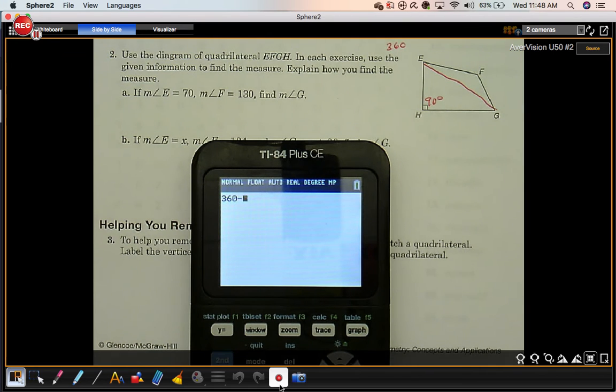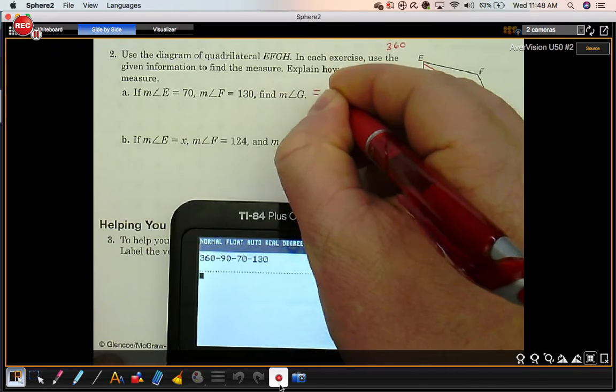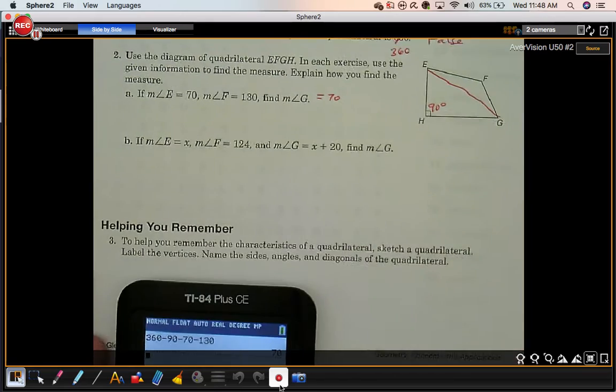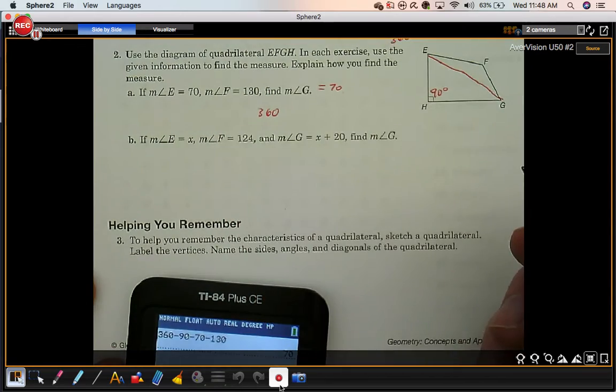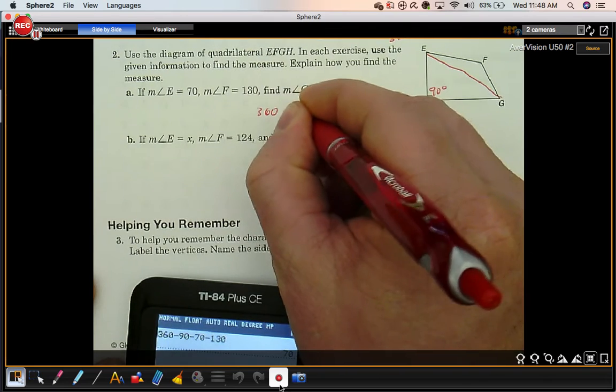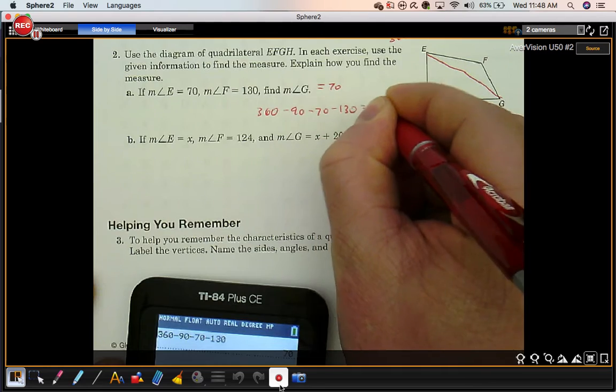So we're going to start with 360. We're going to take away the 90 that we have. We're going to take away the 70 that they give us and the 130 that they give us. So the measure of angle G is 70. Okay, now it says explain how you found that measure. Well, I'm going to explain with an equation. 360 minus 90 minus 70 minus 130 equals 70.